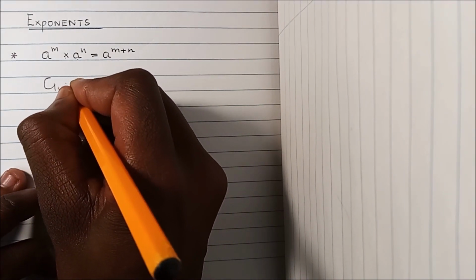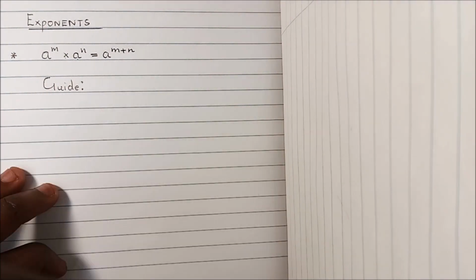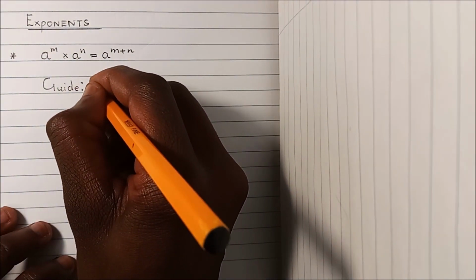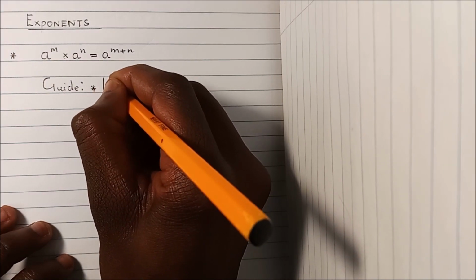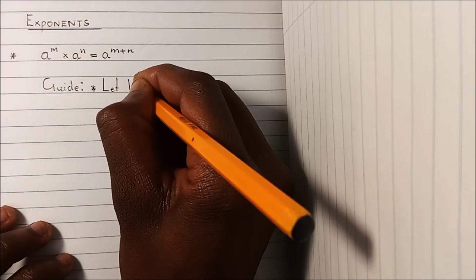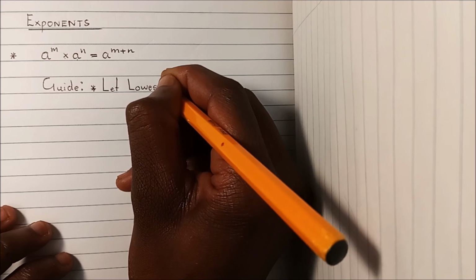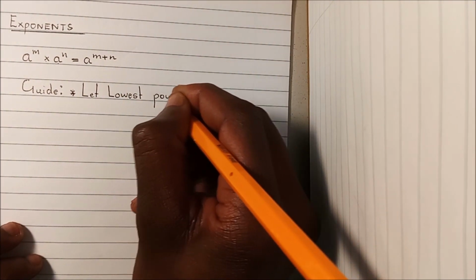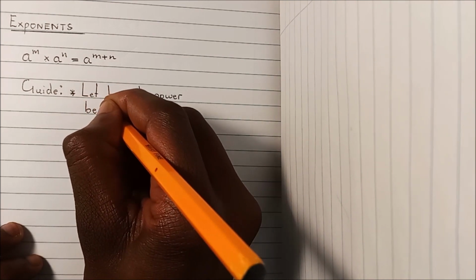What is it that you have to do in grade 11 to be able to survive? The first point is, let the lowest power be k.